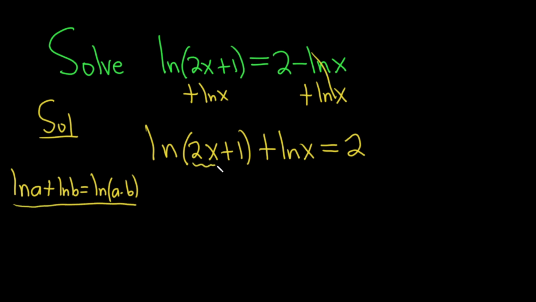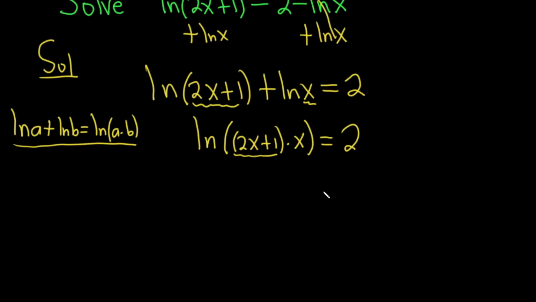So here, this is our a and this is our b. So this is the natural log of, we have parentheses 2x plus 1 times x. Notice I inserted the parentheses here. That's because the 2x plus 1 is a single quantity, so it's important to have the parentheses. This whole piece here is your a, and that's equal to 2.